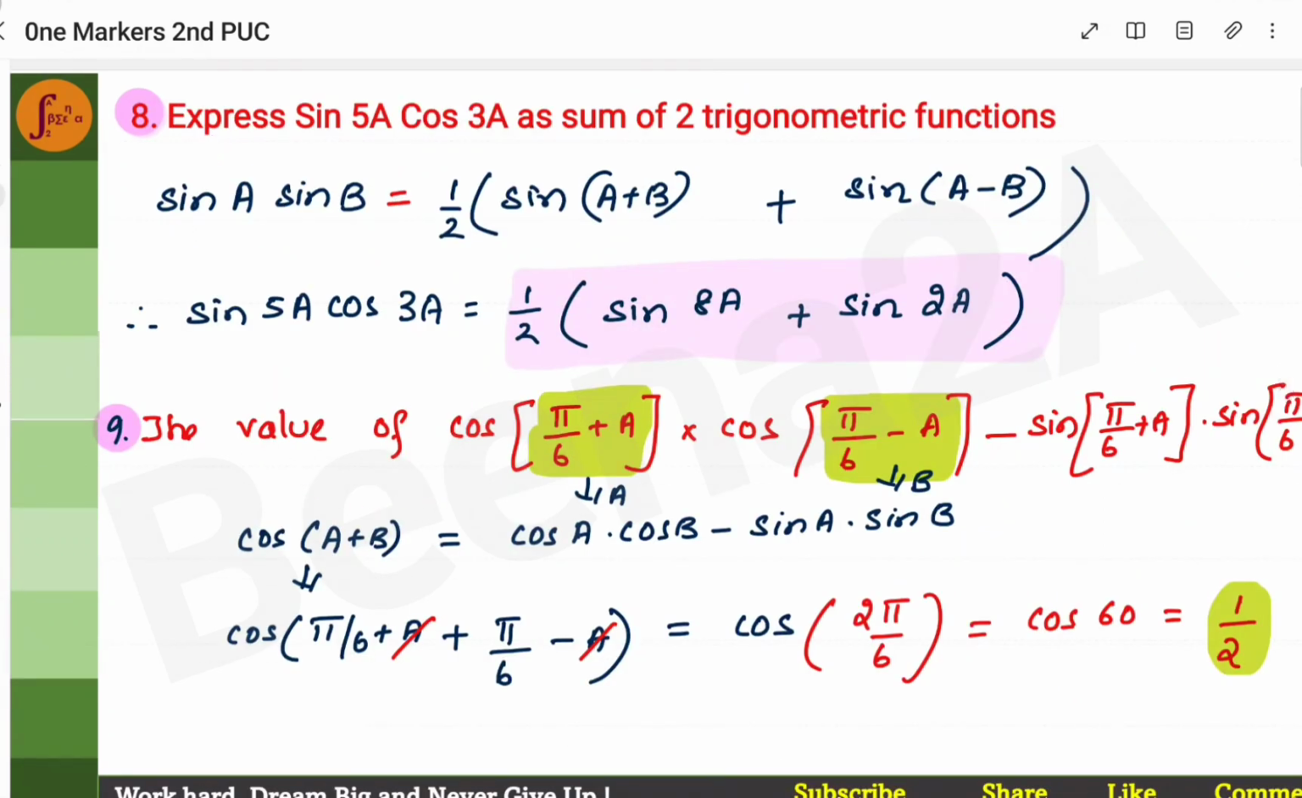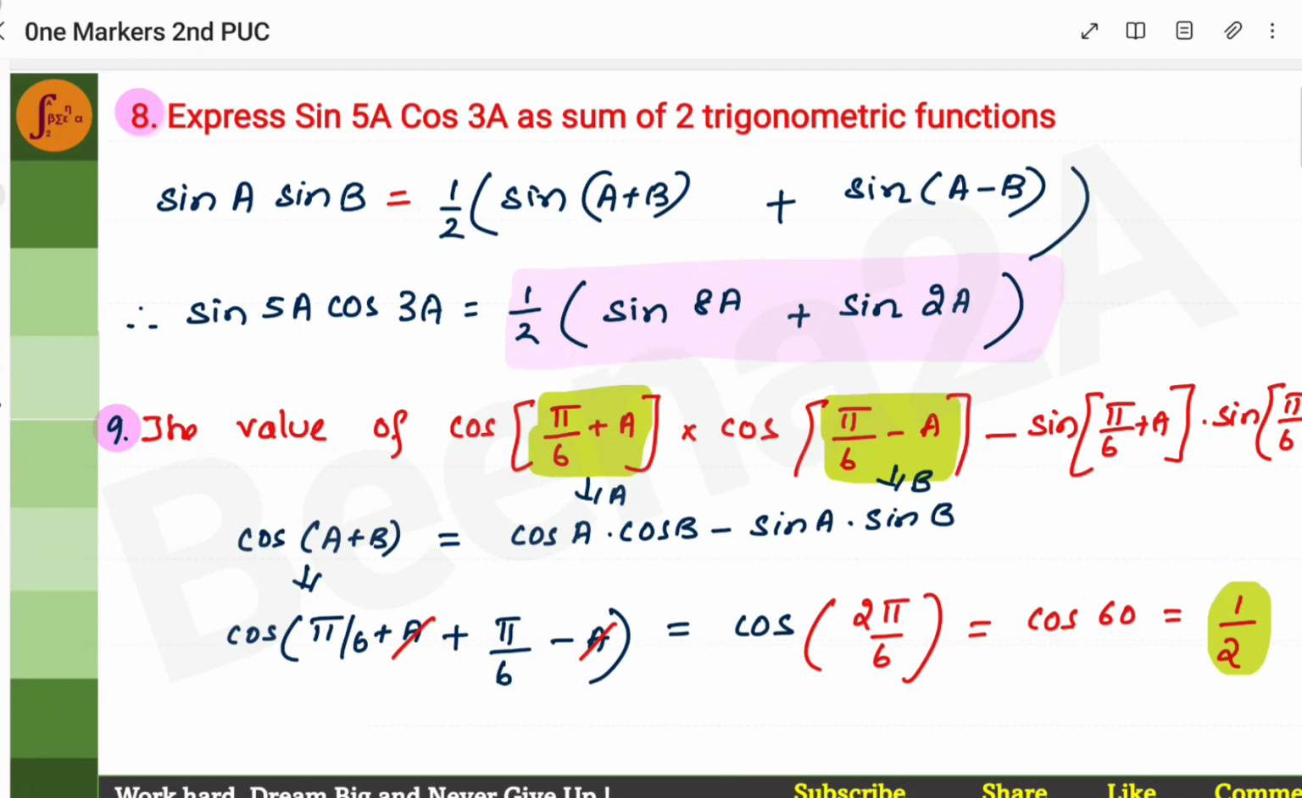Now here come formula intensive problems. All these, right? Sum of trigonometric functions, difference of trigonometric functions, product of trigonometric functions. Refer to the formula video. So here, it's a product of two trigonometric functions. You have to express it as a sum of two trigonometric functions. So it is sin 5A into cos 3A, right? You have to express it as a sum of these functions.